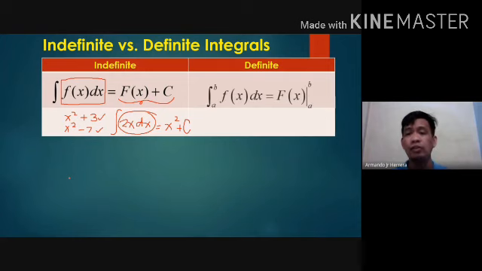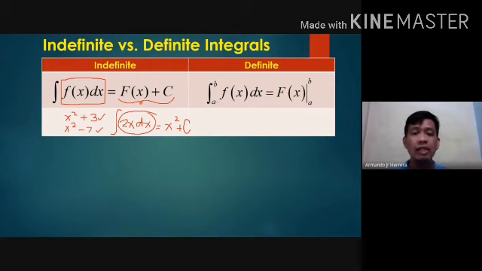So, ano naman yung definite? So, from the word kanina, it is bounded integrals. So, ibig sabihin, bounded siya ng lower limit a at saka ng upper limit na b. So, ang gagawin lang natin dyan, it is equal to the integral itself. Yung sagot kanina, it's just like F of x. So, this time, wala na tayong arbitrary constant kasi i-define na yung ating sagot ng ating lower limit at saka ng upper limit.